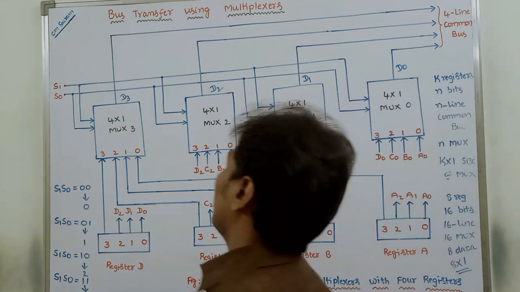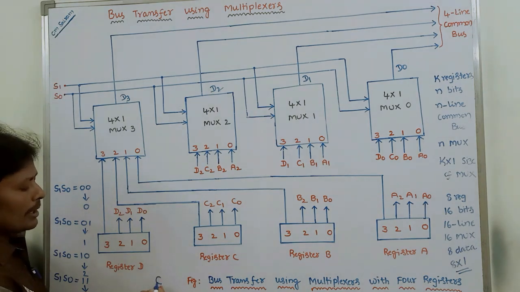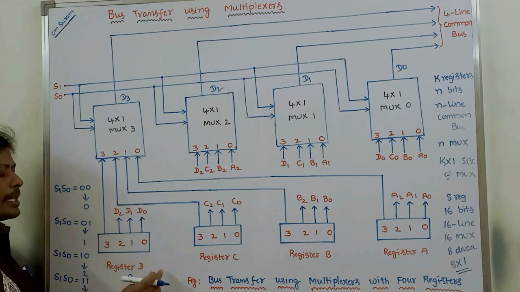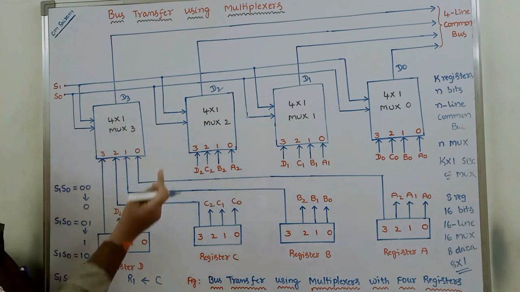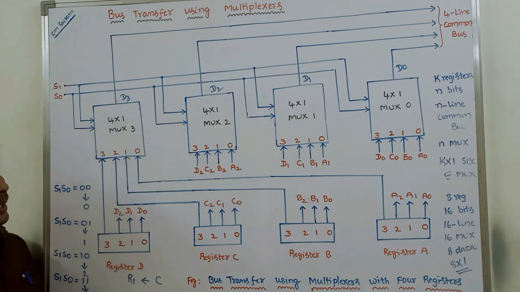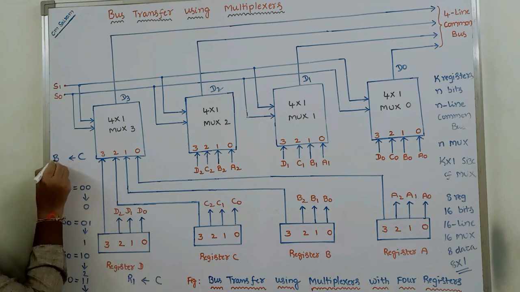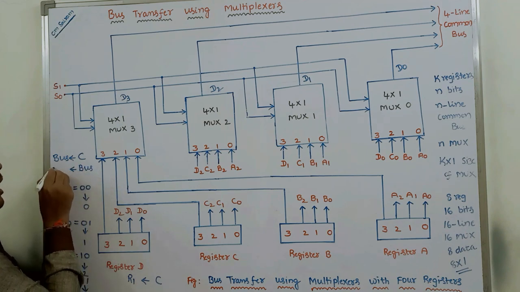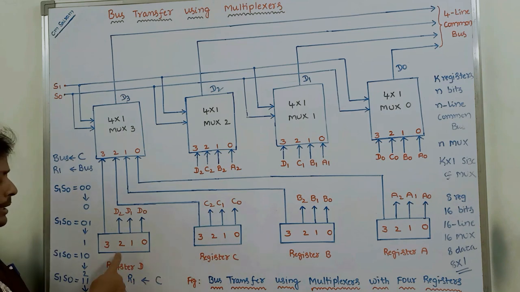Okay. Next, another one is, suppose we are transferring the information from register C to register R1. Here, the source register is register C and the destination register is R1. This is the simple register transfer statement. How can this transfer be done by using this bus construction with multiplexer? First, the content of register C is transferred to the bus system. Next, the content of the bus system can be loaded into the R1 register by enabling the load input of register R1.